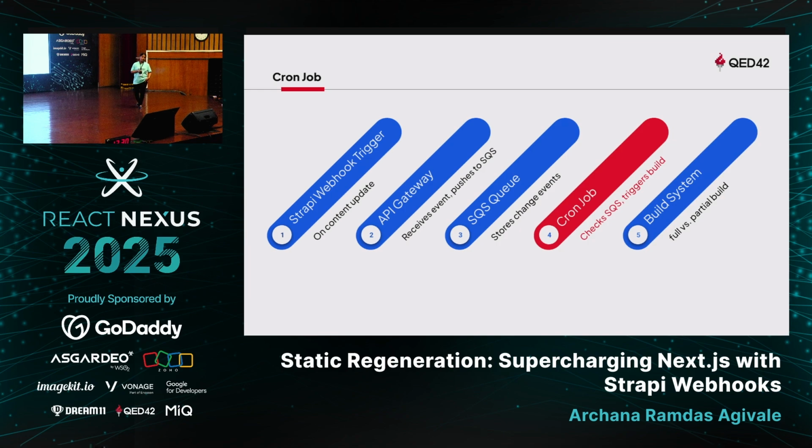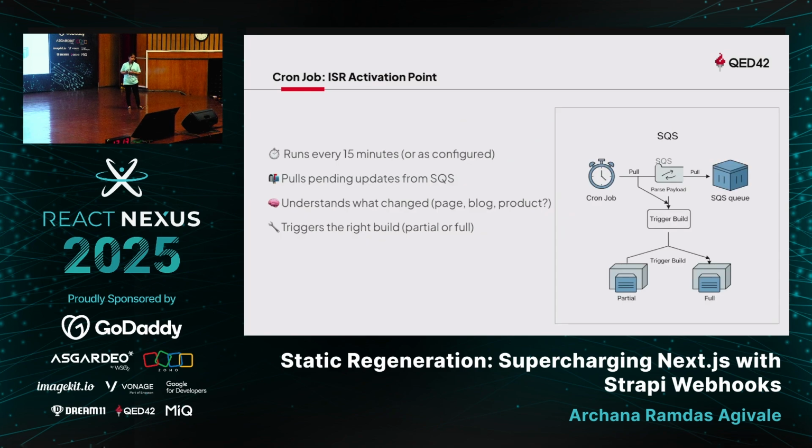Moving forward, the next step is the cron job. We all know a cron job is a scheduler kind of thing. After every specific interval of time, your code will get rerun. So the cron job plays a crucial role in our system. In our case, we set the cron job interval to 15 minutes.